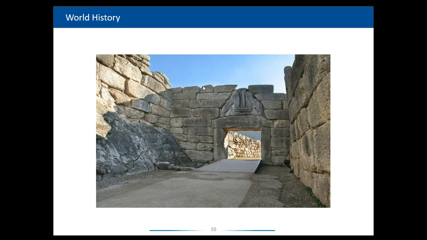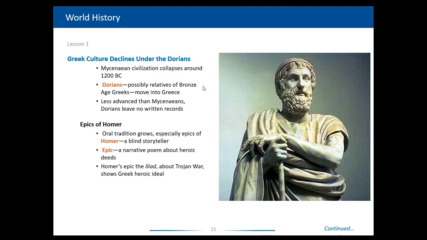Here's a picture of Mycenae, an ancient Greek city. The Greek culture declines under the Dorians, so the Mycenaean civilization collapses around 1200 BC. The Dorians, possibly relatives of Bronze Age Greeks, move into Greece. They are less advanced than the Mycenaeans, and the Dorians leave no written records.